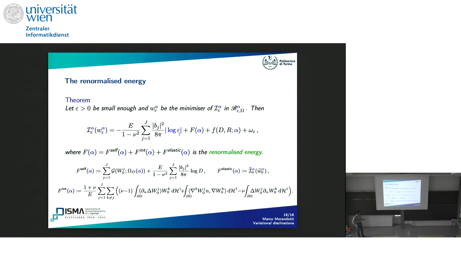And it can be seen to be split into three different parts. The so-called self energy, which is the energy happening because these dislocations are there. The interaction energy, which is the energy contribution given by the interaction of these dislocations with different Burgers vectors. And the elastic part of the energy, which was the energy of the tilde part that I wrote before. And so the explicit expressions are here, are quite complicated, but for those of you who are experts in the field, should be pretty familiar.